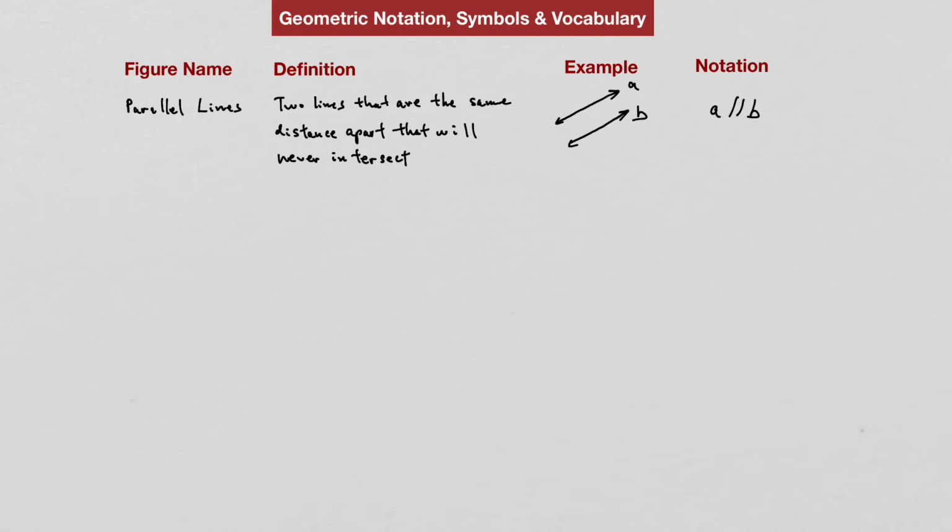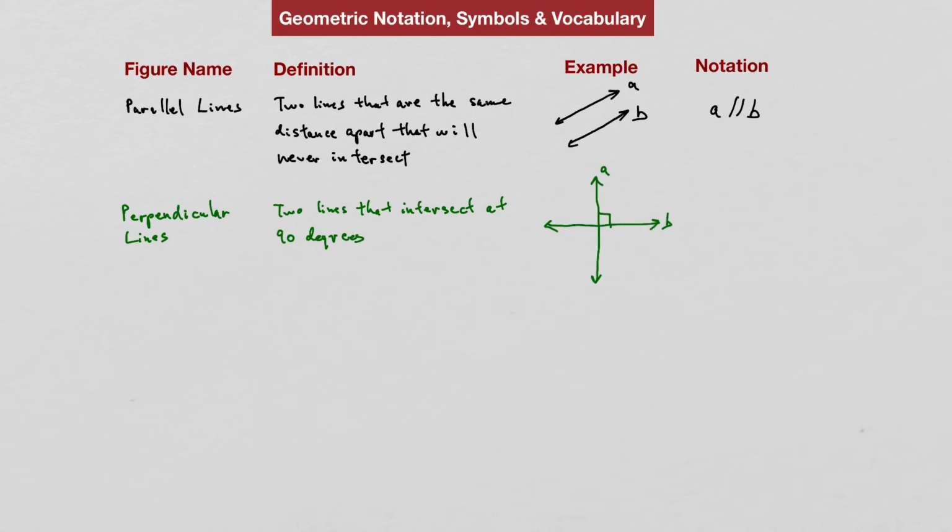Okay, so the next one is perpendicular lines, and that is defined as two lines that intersect at a 90-degree angle. So an example would be this, and if you notice, this little symbol here tells you that those two lines are at a 90-degree angle. So line A is perpendicular to line B, and the notation would look like this. Line A is perpendicular to line B.